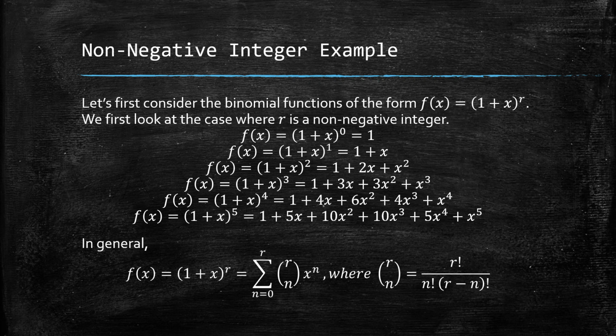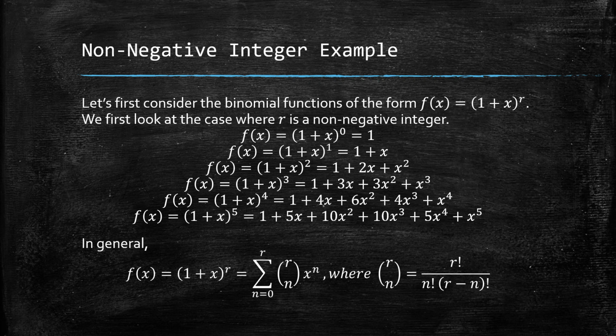Then f of x equals 1 plus x, that quantity raised to the fourth, which is 1 plus 4x plus 6x squared plus 4x cubed plus x to the fourth. And for the last one, let's say f of x equals the quantity 1 plus x raised to the fifth, that's 1 plus 5x plus 10x squared plus 10x cubed plus 5x to the fourth plus x to the fifth. Now, looking at this pattern, if you've seen Pascal's triangle, then you'll recognize the coefficients of these polynomial functions.